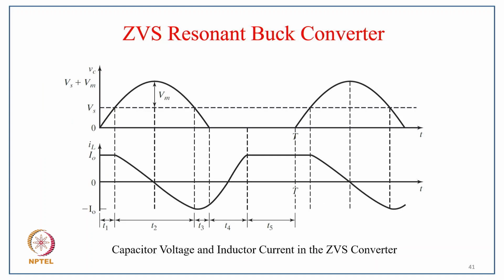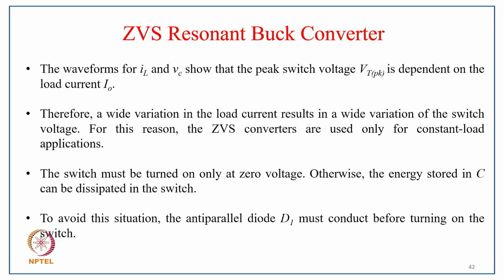And these are the typical waveforms, if you look at how it is in T1, then T2, then T3, T4, and T5 for all 5 modes. The voltage across the capacitor, the output current, and the inductor current are shown in the waveform. So the waveform for IL and VC of the ZVS converter shows that the peak switch voltage VT is dependent on the load current I0, and therefore a wide variation in the load current results in a wide variation of switch voltage.